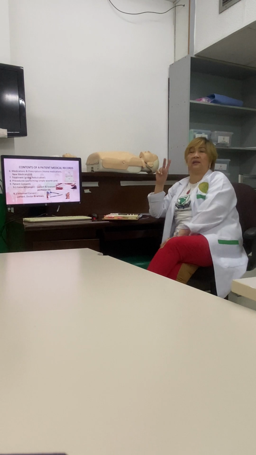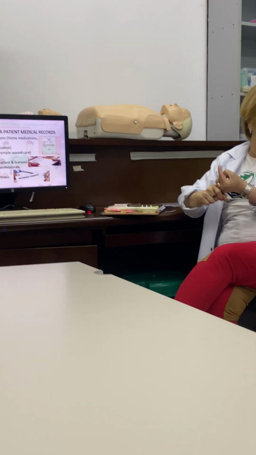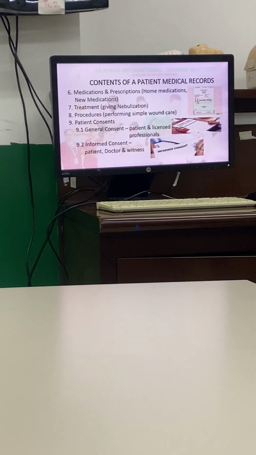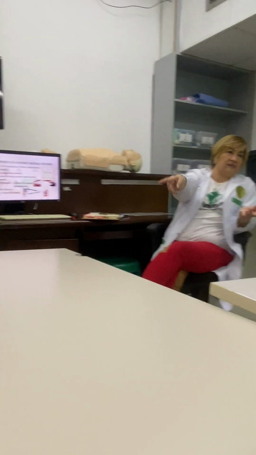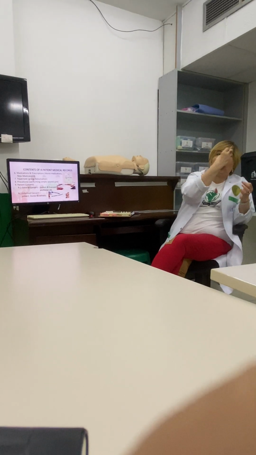What else? There are 2 types of patient consent. We have the general consent, which requires the patient's signature plus anybody with a professional license who will sign. Second, for the informed consent, we have 3 to sign: the patient, the doctor, and the witness. If the doctor is talking about the procedure to do, you are there. The patient is listening, the doctor is explaining, and you are there. The 3 of you are going to sign for the consent, because you listened to the doctor and the patient talking. So it's the patient, the witness, and the doctor. Okay?